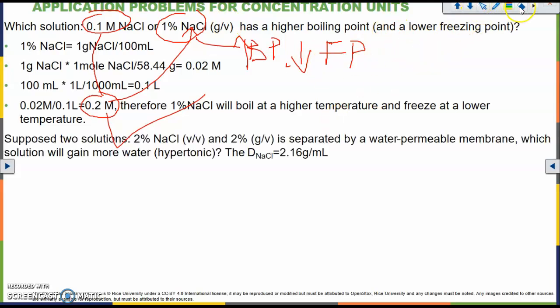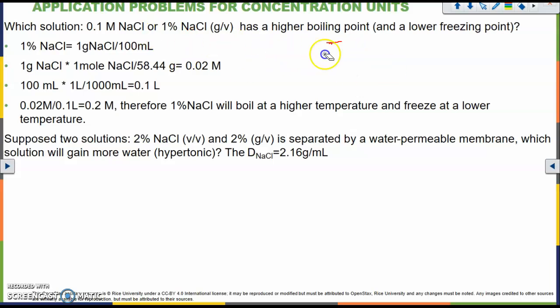Another example. Now this is about osmotic pressure in this case. So again, I give you two different concentration units, but not too bad. This is percent volume. This is percent gram volume. Again, we need to change one into the other or vice versa. Now, in order for this volume to change into grams, or this gram to change into volume, regardless of where you're going, you need the density. So what I selected is to change the mils of sodium chloride in the percent volume into grams of sodium chloride.